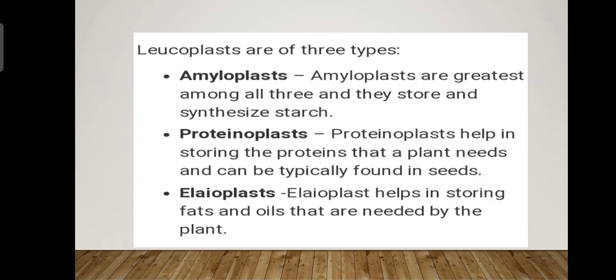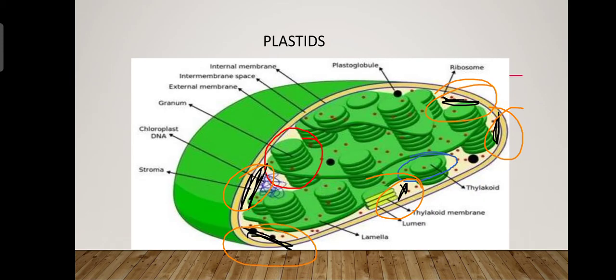Now in this picture I have told you that they have ribosome and DNA. So like mitochondria, they are having their ribosome and DNA both. So they are also known as self-autonomous organelle. This is about the plastids.